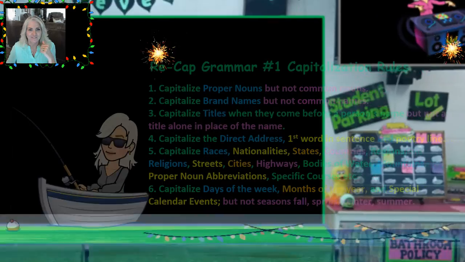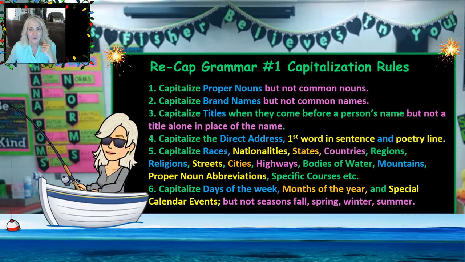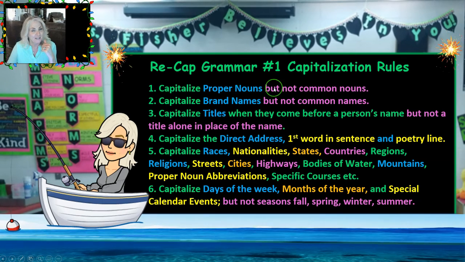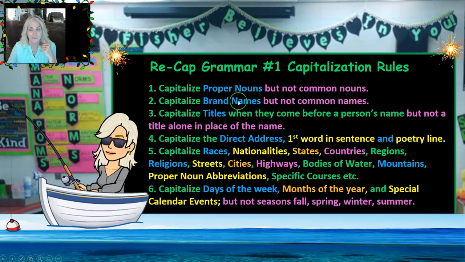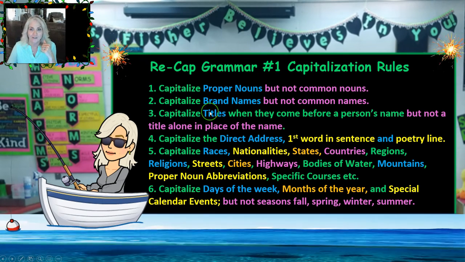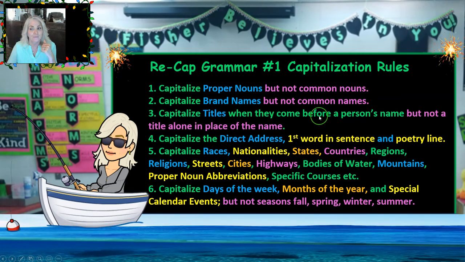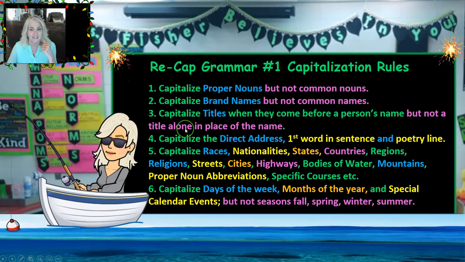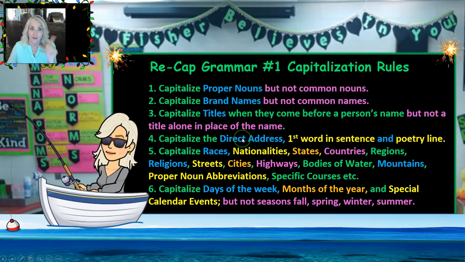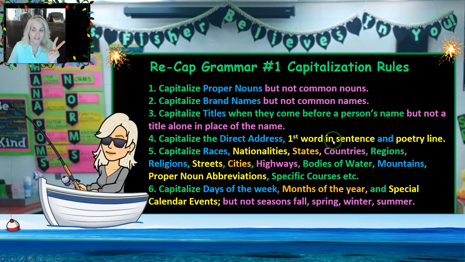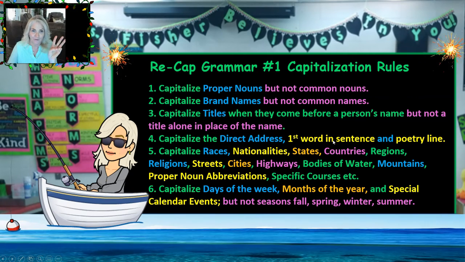Let's remember, we capitalize proper nouns, but not common nouns. Brand names, but not the common name next to it. We capitalize titles when they come before a person's name, but not titles alone in place of a name. We capitalize the direct address always, the first word in every sentence, and in every poetry line.